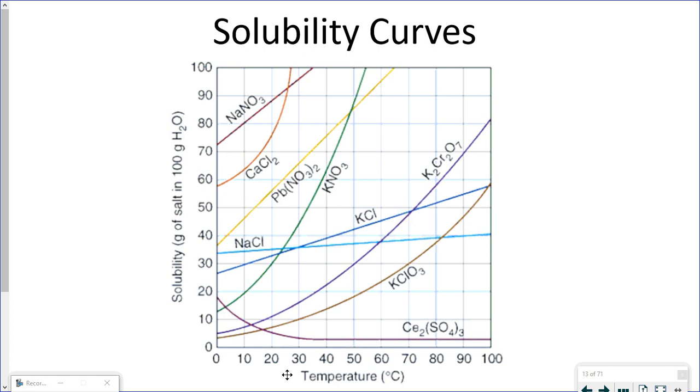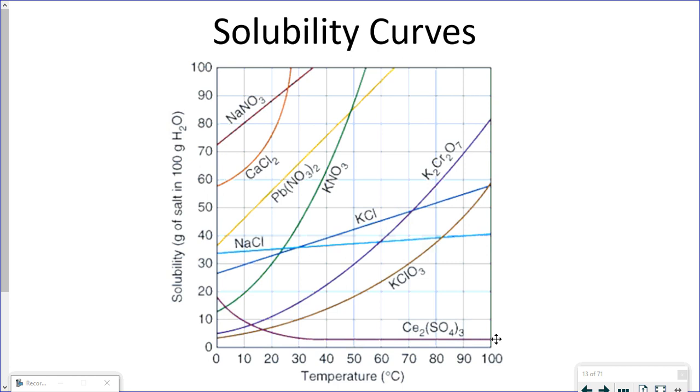If you notice, the temperature is increasing going across the bottom, and then we have our solubility on the side. This looks at how many grams can be dissolved in 100 grams of water, so in 100 milliliters of water. And as you notice, most substances, as the temperature is increasing, are going up. The only ones that you'll notice going down are going to be gases. And there's only one gas shown on this particular solubility curve.